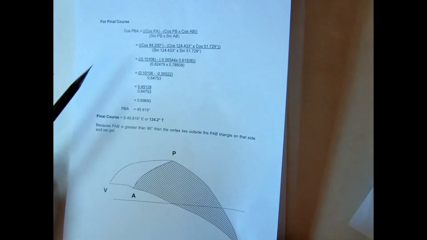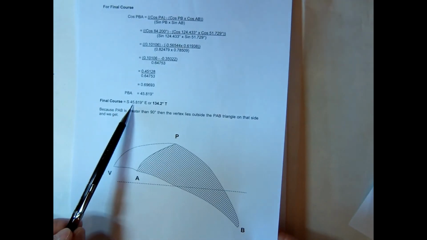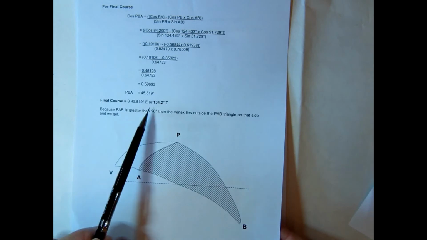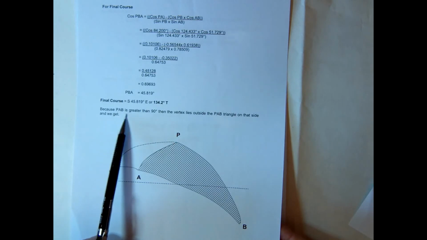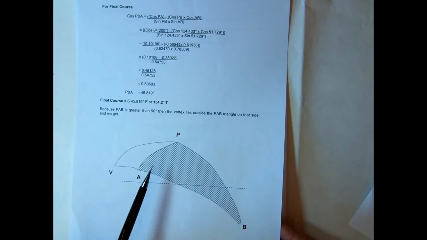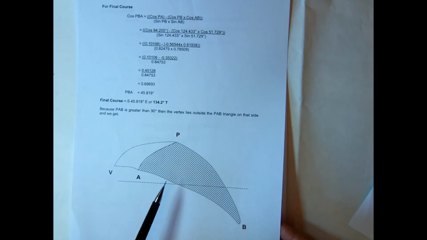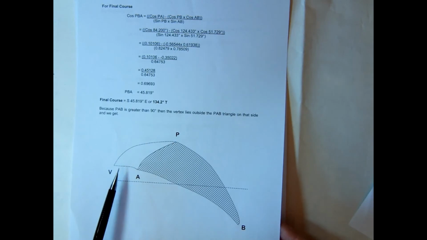Final course, as I mentioned before, we must name it southeast, so it comes out as 45.8. So the final course is 134.2. And as I put there, because PAB, so we're talking about the angle, PAB is greater than 90, the vertex lies outside the triangle on this side. So this will be the vertex here.